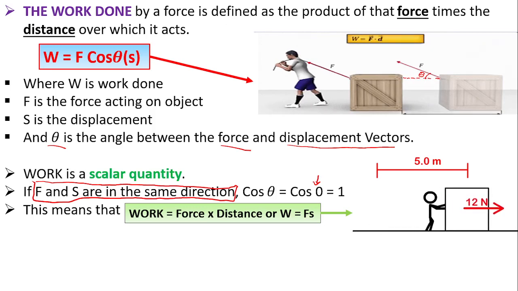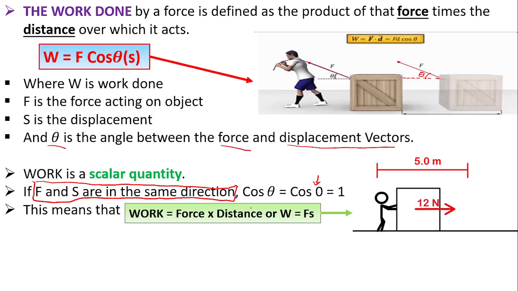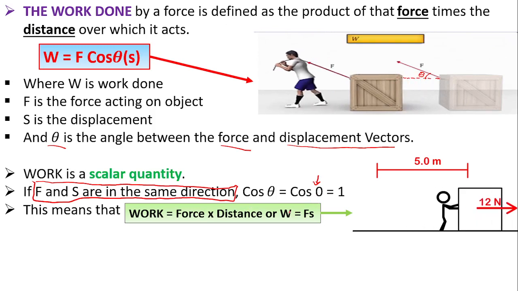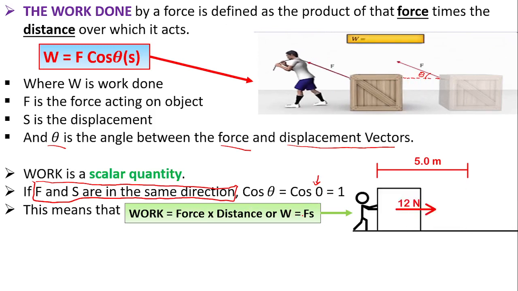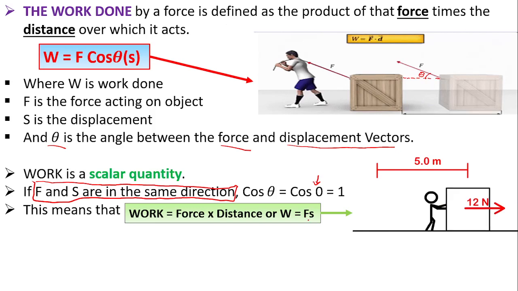As a result, you need to understand that since there is no angle, which is just 0 degrees, cos 0 is simply 1. So if cos 0 is 1, then the work done can just be said to be equal to force times the displacement.